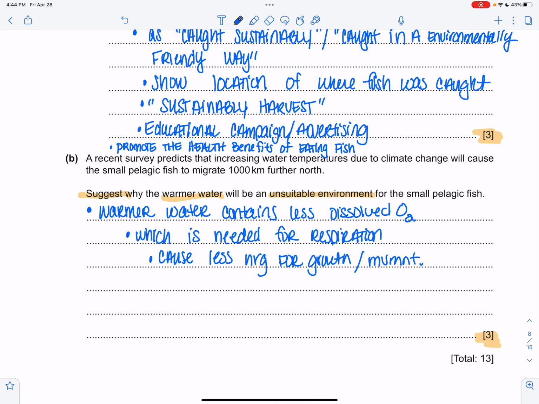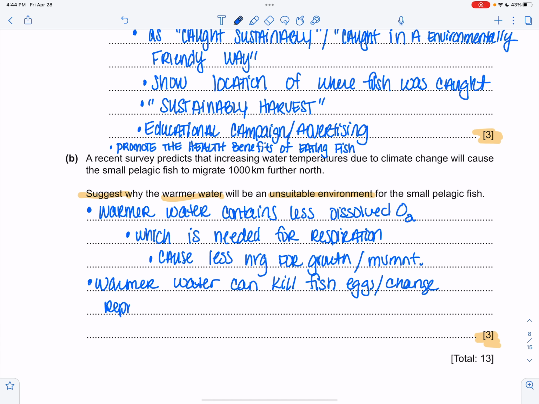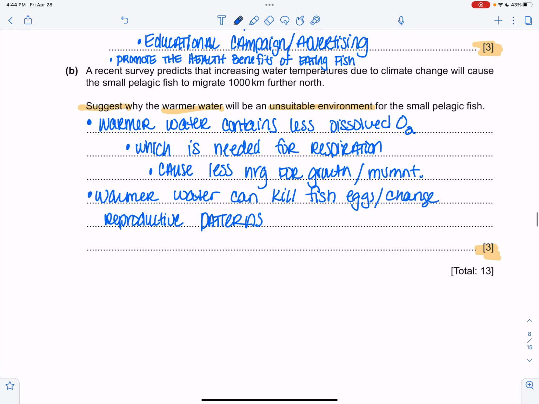Warmer water can kill your fish eggs. It could also change some reproductive patterns. Like I mentioned too, their food species, whatever those small pelagic fish are eating, their food species could also migrate north.